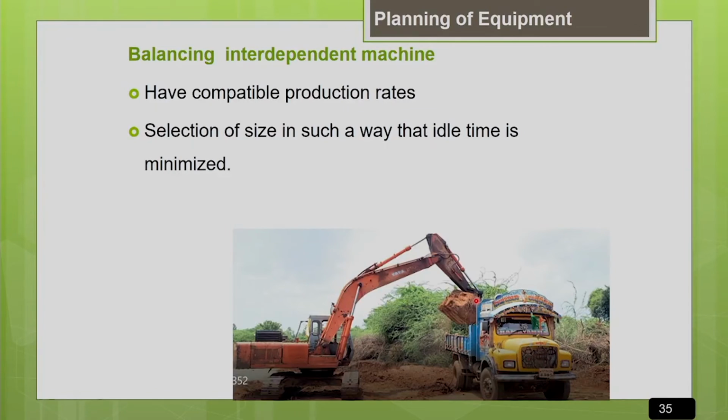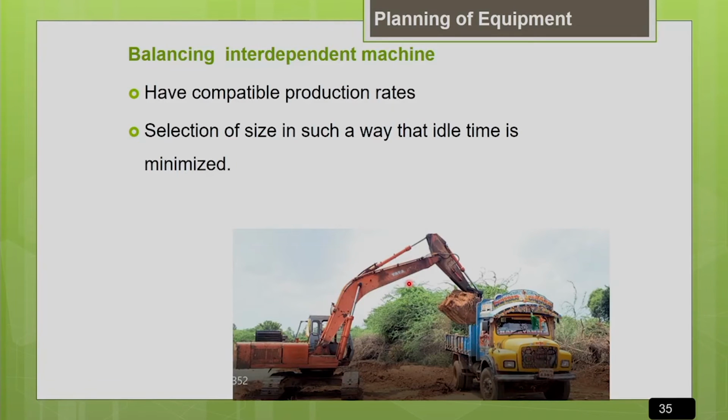When the machines work together, they should have compatible productivity or compatible size, so that cycle time is not wasted much. In this picture you can see an excavator and a truck working together. This excavator is a backhoe. It is very good at excavating the earth below the ground level, but its mobility is very poor. So it has to depend upon a hauling equipment like a truck to transport the earth. Both these machines work together, so the size should be balanced so that the productivity and the entire process will be efficient.